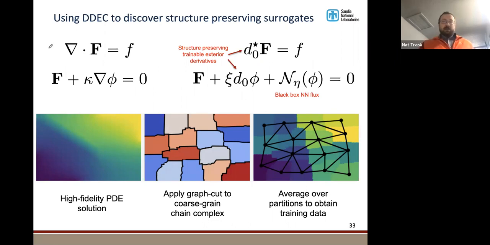So imagine you have the Darcy equations here. You'd like a surrogate for that. You have a high fidelity PDE solution, right? So you have a very fine mesh on this side. And so what you're going to do is partition this mesh. And once you've partitioned this mesh, that gives you this graph backbone that you'd like to hang a model on top of.